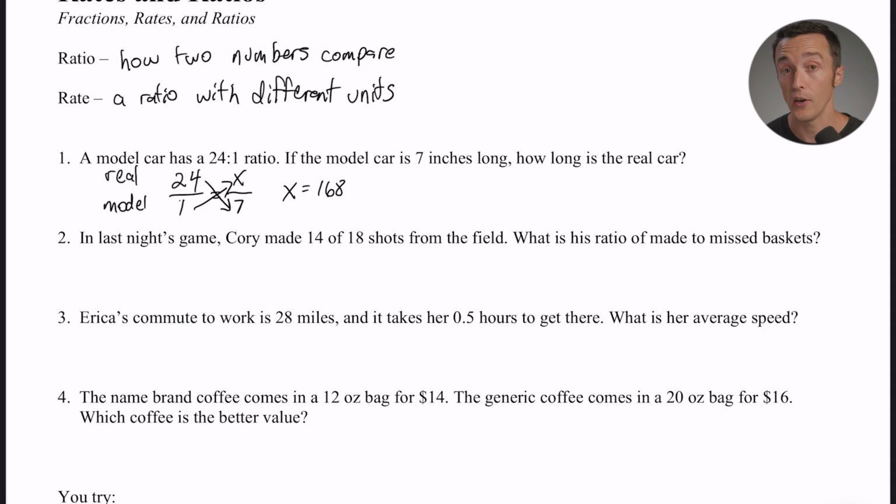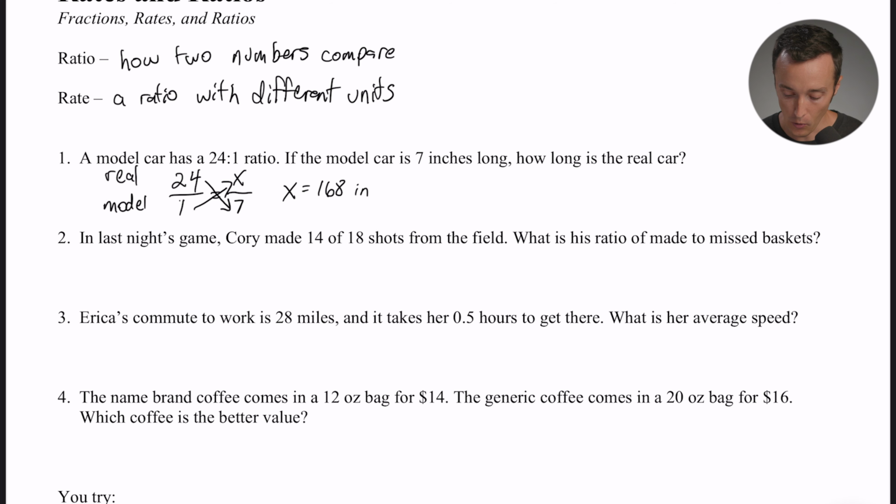So the final answer is 168, but as always, don't forget to label your final answer, and in this case, it was inches. So if the model car is 7 inches, then the real thing is going to be 168 inches. Now, that's not the only way you could have gotten this as a final answer. There's more than one way to solve a problem, usually in a math class, but this is just a quick example of how ratios pop up in math classes.